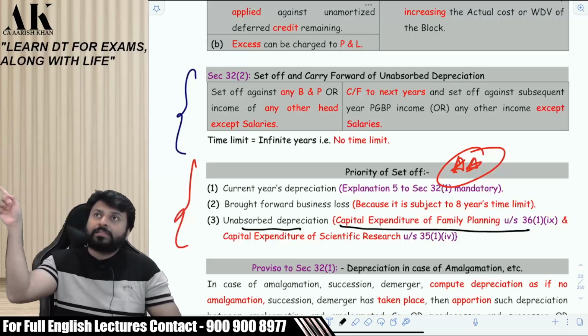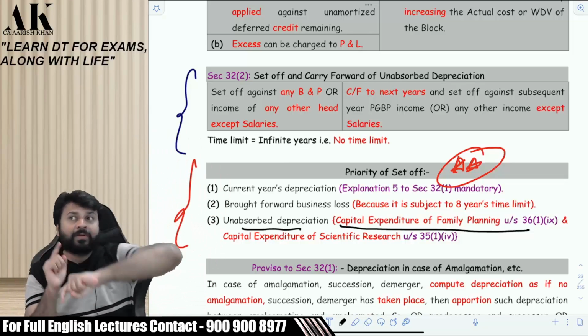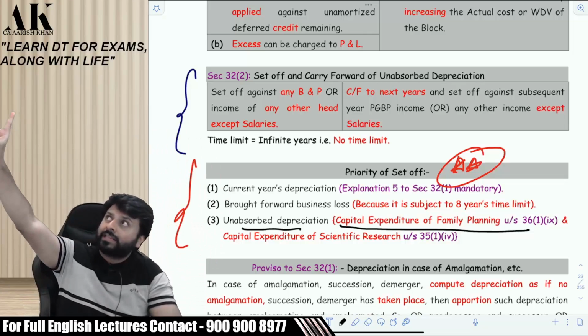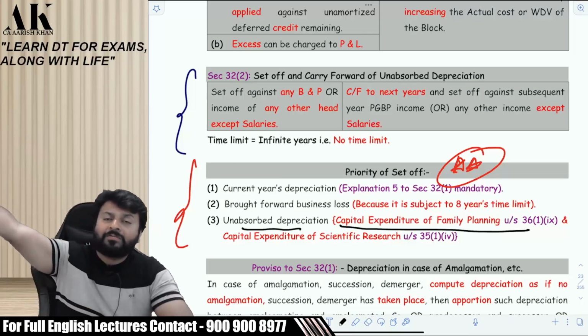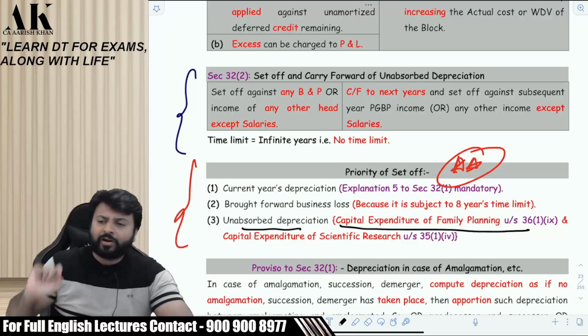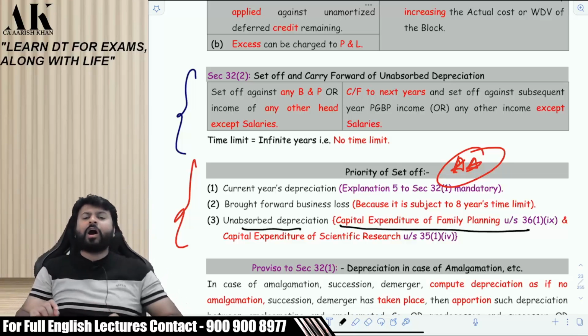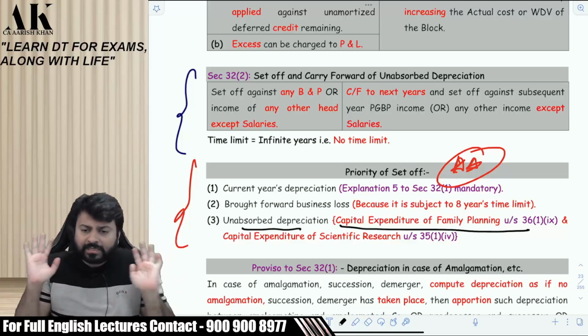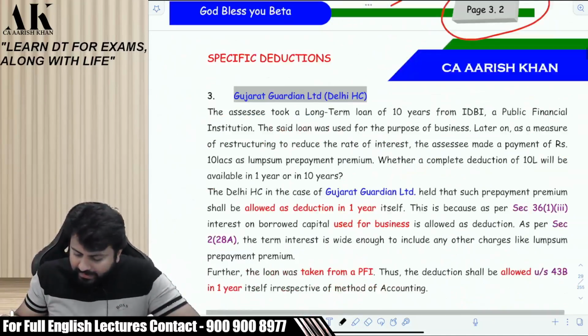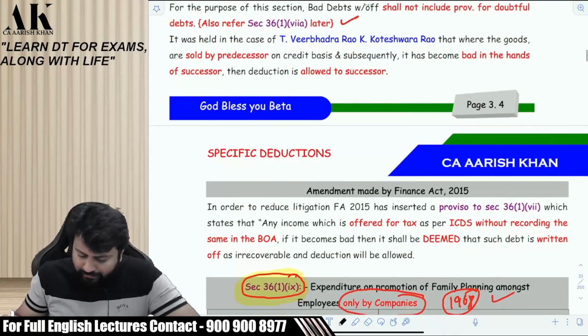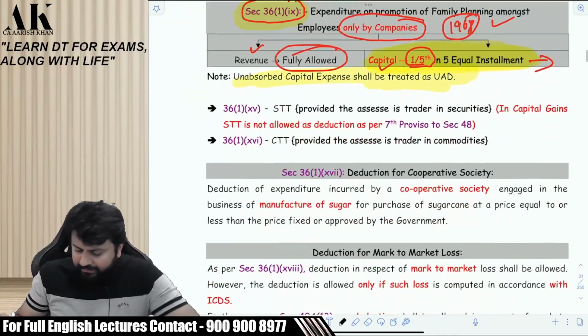So unabsorbed depreciation. What else can be treated as unabsorbed depreciation? Sir has told me that capital expenditure of family planning is also unabsorbed depreciation. That will also be carried forward till infinity, and set off against any income except salary income. Are you clear? Then there are certain small deductions. Let's go through them one by one and complete the lecture today.